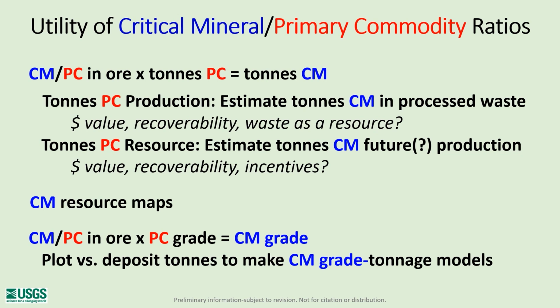Geochemical data from well-characterized deposits can also be used to calculate critical mineral primary commodity ratios. In combination with information on the tons of primary commodity produced or in resources, it is possible to estimate the critical mineral endowment of processed mine waste and unmined resources. The estimated endowments for deposits can be used to generate critical mineral resource maps. Critical mineral grades can be calculated in a similar manner and used to generate grade tonnage models.